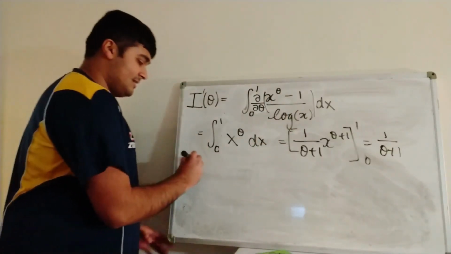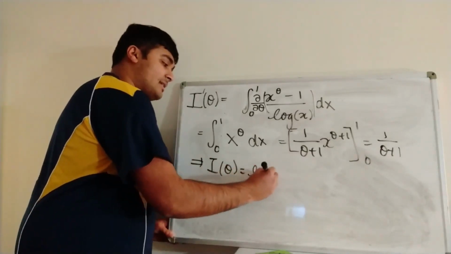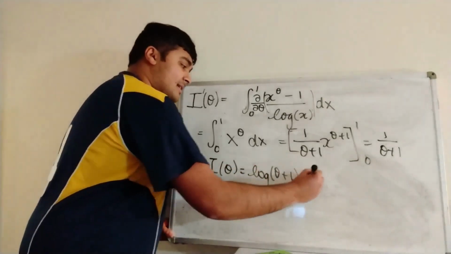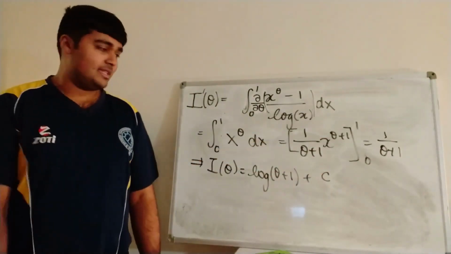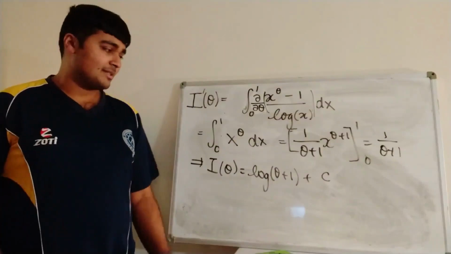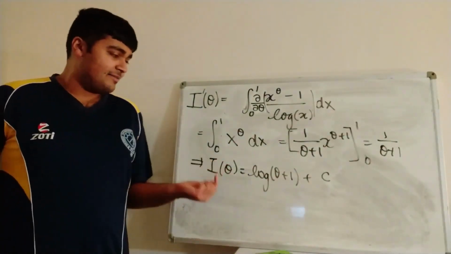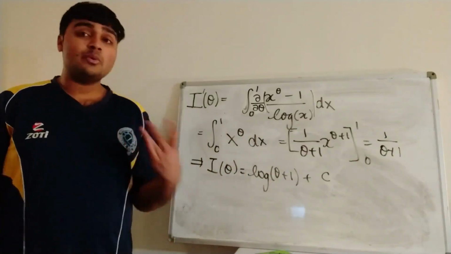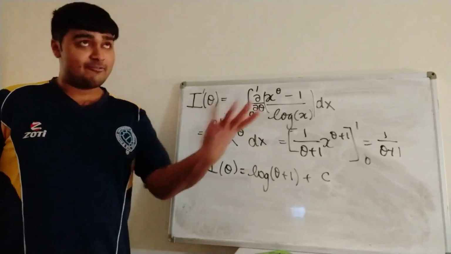Well, that means that I(θ) is just going to be log(θ + 1) plus some constant c. Okay? Because the antiderivative of 1 over (θ + 1) is just log(θ + 1), because if you differentiate this guy here, you get that guy there. So we've got I(θ) is log(θ + 1) plus c, and remember all we wanted to do was plug in π, and we get what I(π) is, sorry.